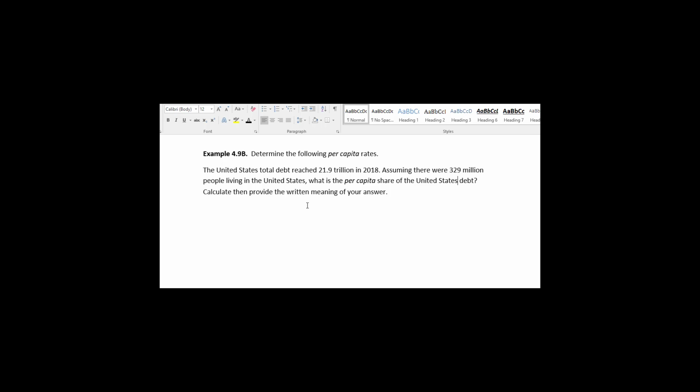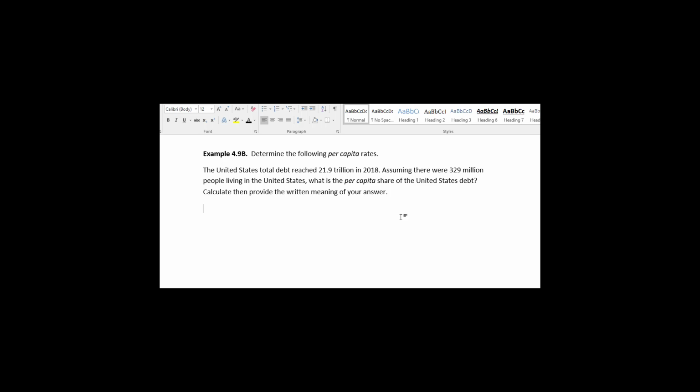Calculate and then provide a written answer, a written meaning for your answer. So it's a ratio. Now, importantly, you want to know the share of debt per person. So I'm going to do this debt divided by people. How many dollars per person? So you might want to pause it and write it out and see what you can get.